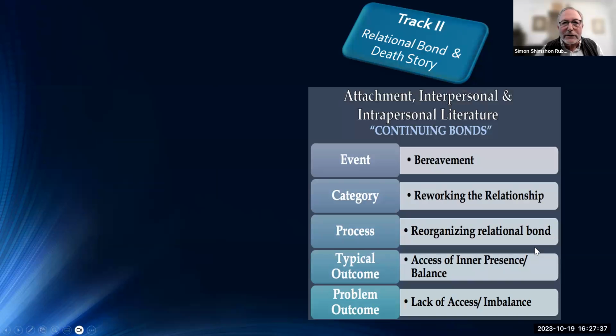Track 2, the relational bond and the death story, really comes from a different orientation, and it talks about interpersonal attachment, the relationships that people form with each other. It is related to Freud's earlier work, and to John Bowlby's major contribution on the formation of interpersonal relationships in his attachment model. The event in bereavement is similar to what we talked about earlier, but the category is reworking the relationship, changing the relationship. And the process is how we reorganize a relational bond from someone who is living to someone who is no longer living.